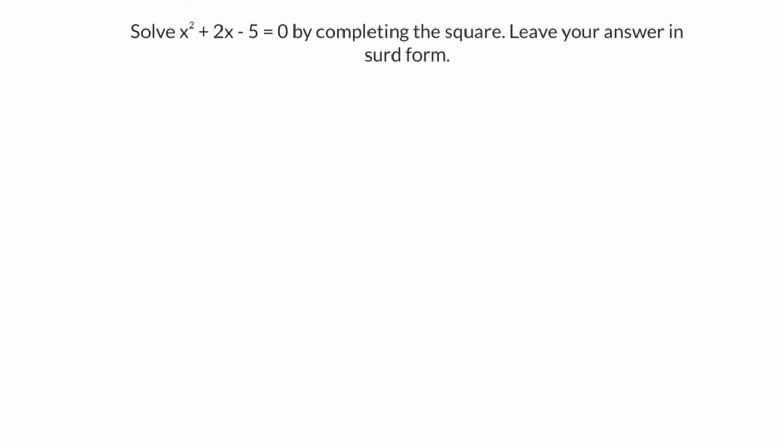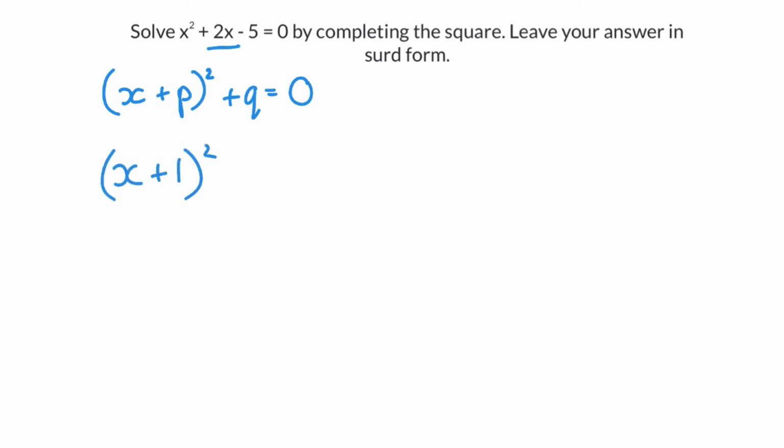So our next question says solve x squared plus 2x minus 5 is equal to 0 by completing the square. Leave your answer in surd form. So to complete the square we need the formula x plus p in brackets squared plus q is equal to 0. So our p value is always half of the x number. So we've got x plus 1 squared plus q is equal to 0.